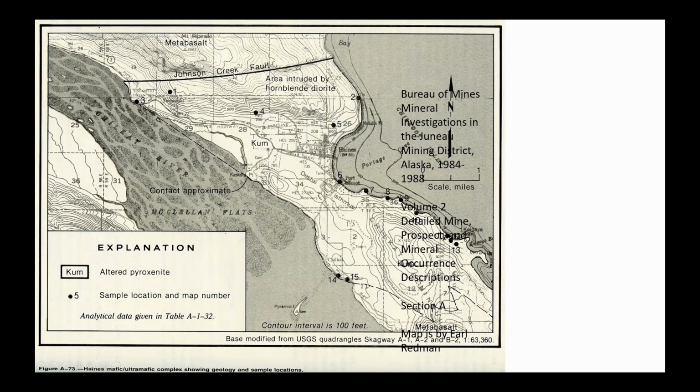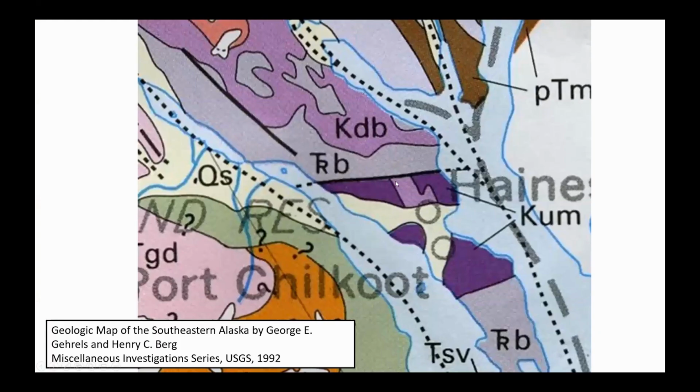And just town side of that is an area intruded by hornblende diorite. So there's ultramafic, and then there's diorites.